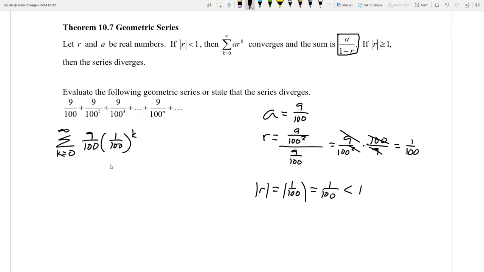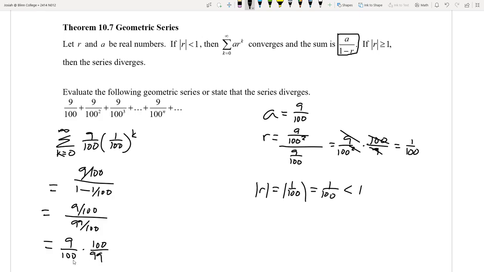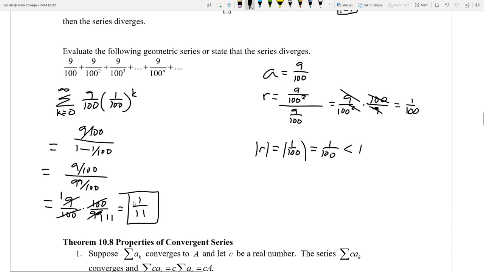And so we have to figure out what it converges to. It's going to be a over 1 minus r. So 9 over 100 over 1 minus r, which is 1 over 100. And so we get 9 over 100 divided by 99 over 100. So we get 9 over 100 times 100 over 99. The hundreds cancel. 9 goes into 99 11 times, into itself once, and so we get 1 over 11. And so this also shows us a way that we can write down a fraction as an infinite series, which will come up later as well.